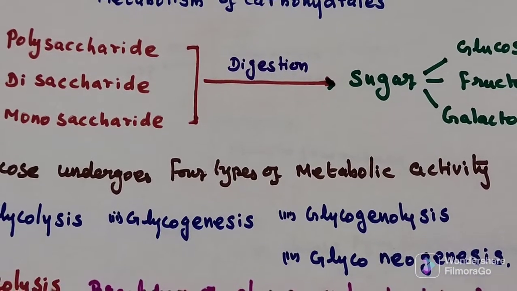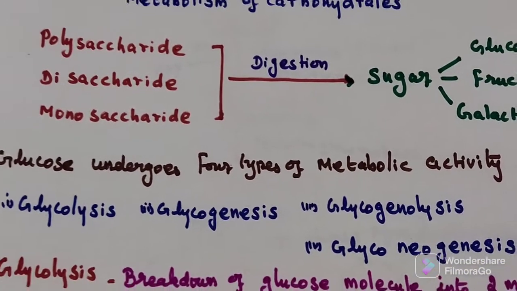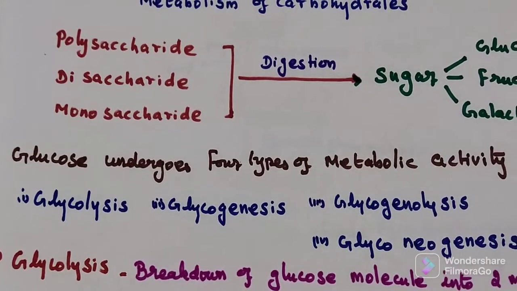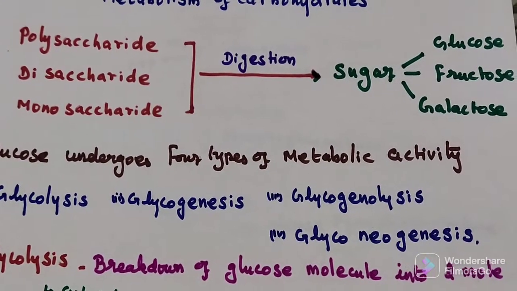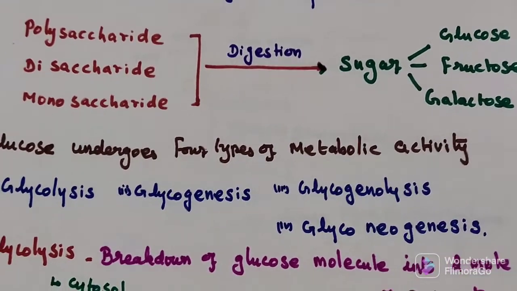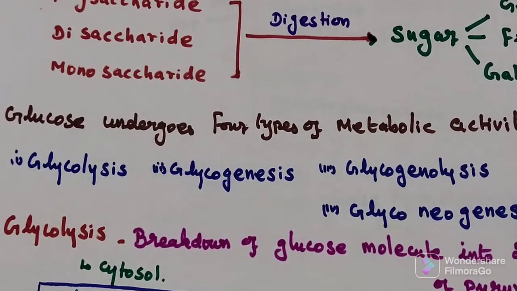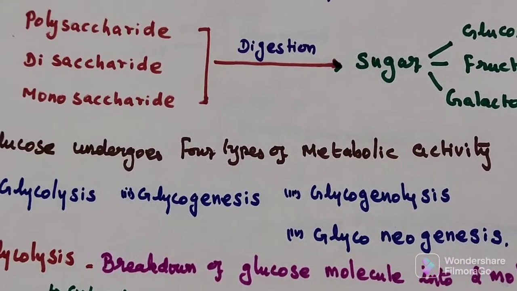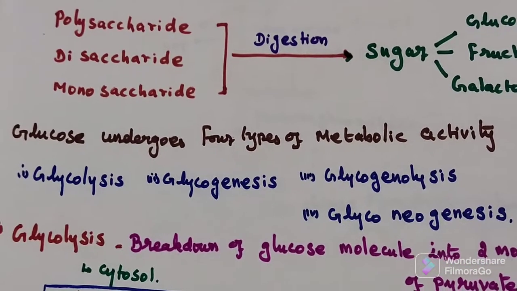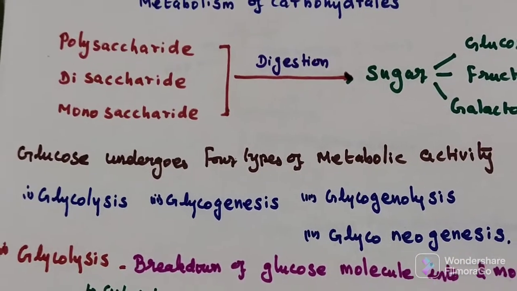Glucose enters four types of metabolic activity: glycolysis, glycogenesis, glycogenolysis, and gluconeogenesis. So glycolysis is already over. This one is the second process, glycogenesis. Now we will discuss what glycogenesis is.